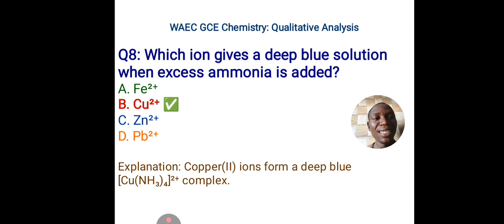Iron 2, green. Iron 3, reddish brown. I hope you are remembering all this. So please, I would like you to master all this because they are going to be very, very important and you should expect them, if not all, because these are the positive ions they will ask you about. And these are the ways to confirm their presence.